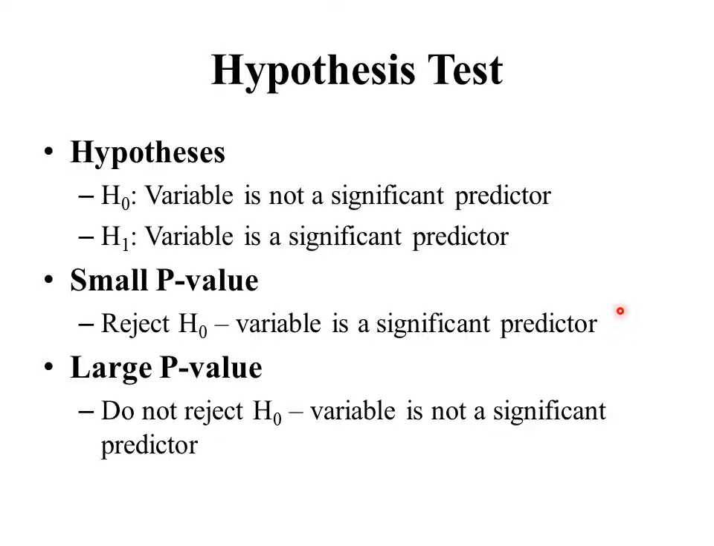predictor. So whenever you're reading a journal article, keep this in mind. You'll often see p-values for different predictor variables. A small p-value means that that variable is significant. A large p-value indicates that that variable is not significant.